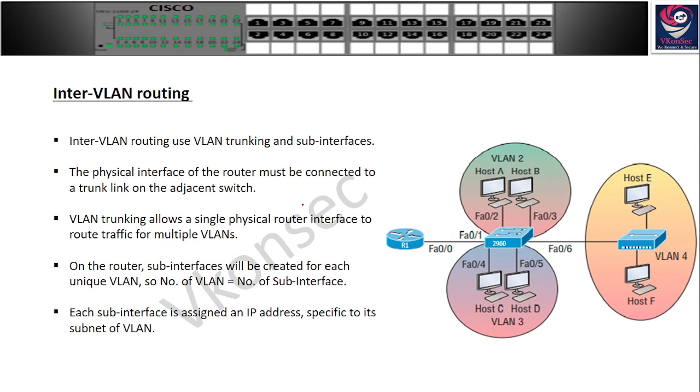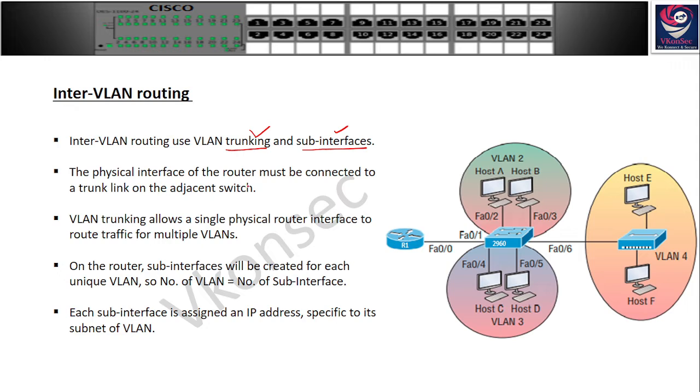Next, inter-VLAN routing uses VLAN trunking and sub-interfaces. So we are going to use these two very important things, trunking and sub-interface. We need these two components, VLAN trunking and sub-interface. Through that it is possible to do the inter-VLAN routing, right?